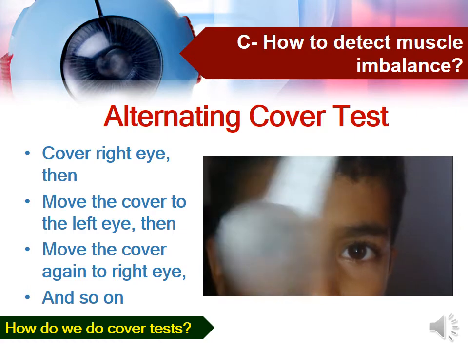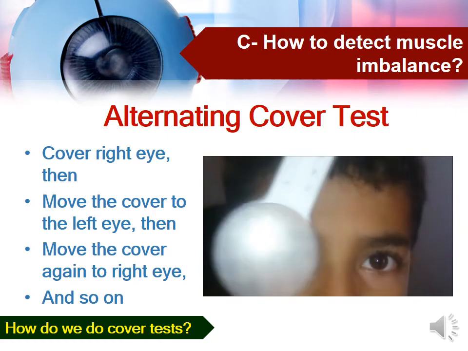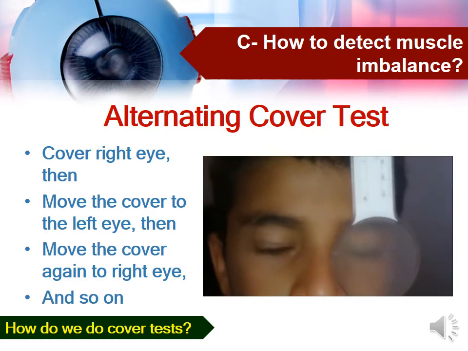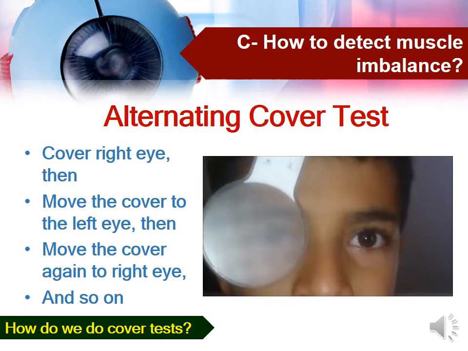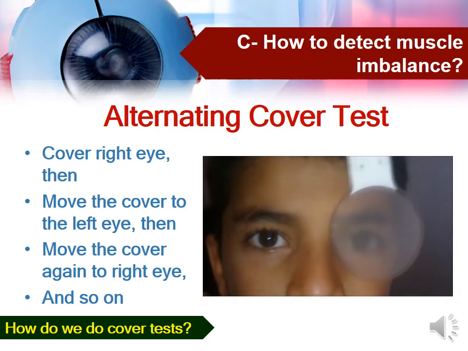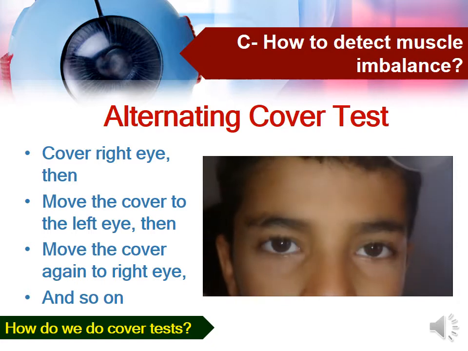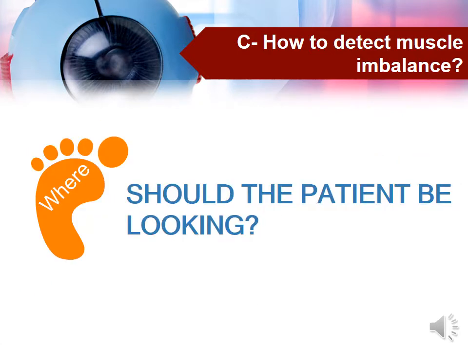In the alternating cover test, you cover one eye for a few seconds, then move the cover to the other eye, and then repeat that again and again. The alternating cover test allows more disruption of binocular vision and can help to uncover any latent or intermittent deviations that might not show on the simple cover-uncover test.